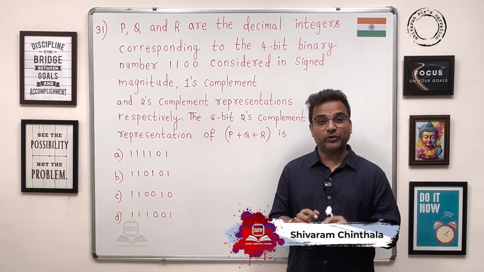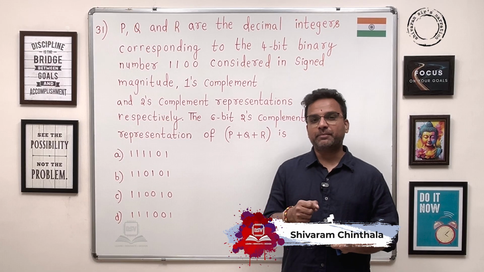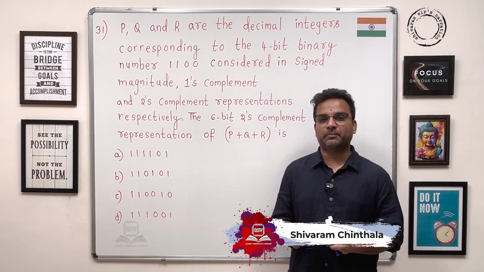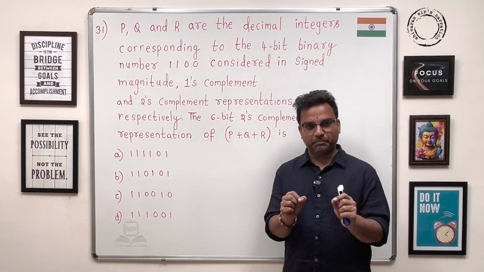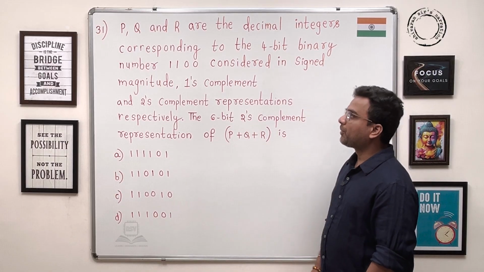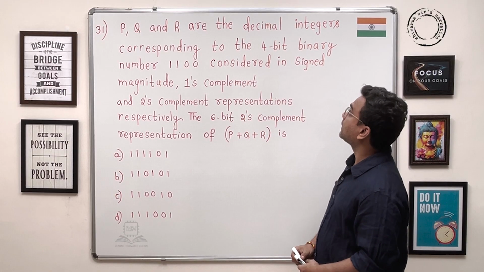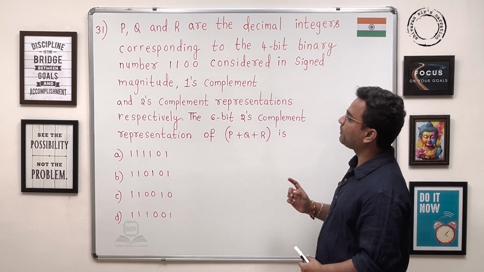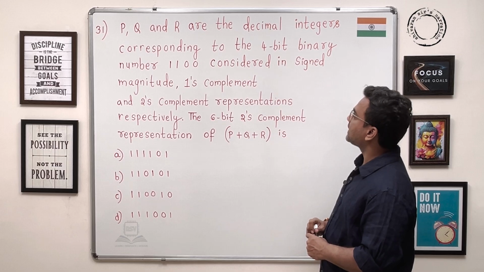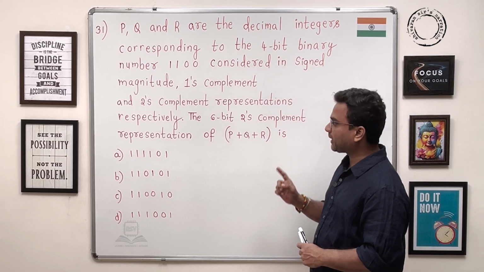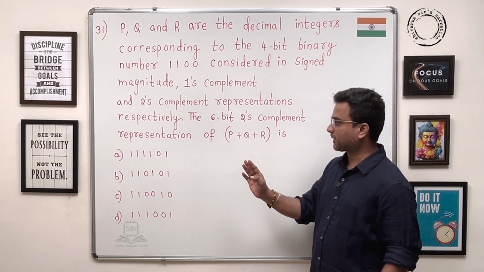In this video, we are going to discuss sign magnitude representation, 1's complement representation and 2's complement representation, using a simple example. Let's start. P, Q and R are the decimal integers corresponding to the 4-bit binary number 1100, considered in sign magnitude, 1's complement and 2's complement representations respectively.